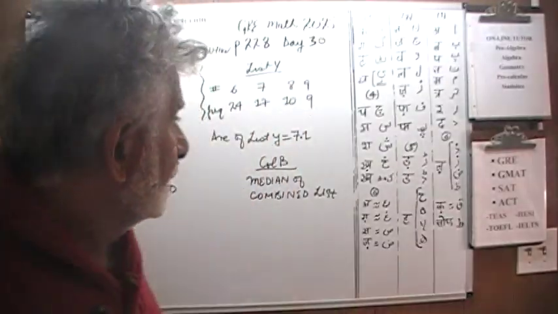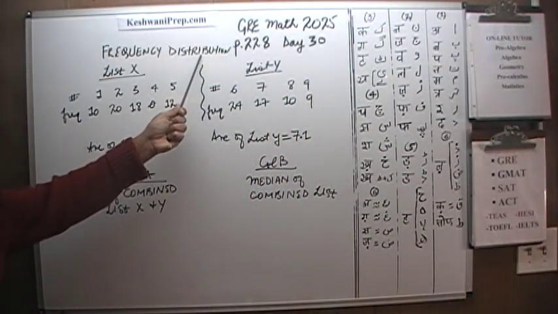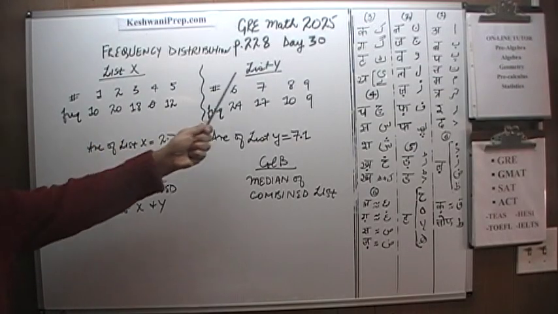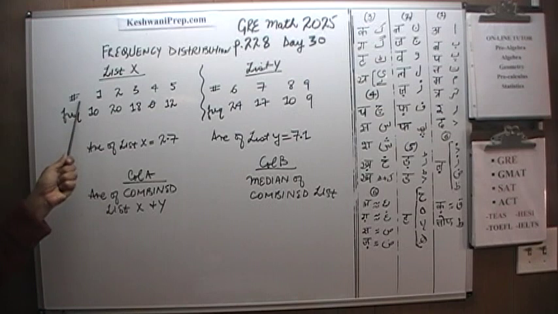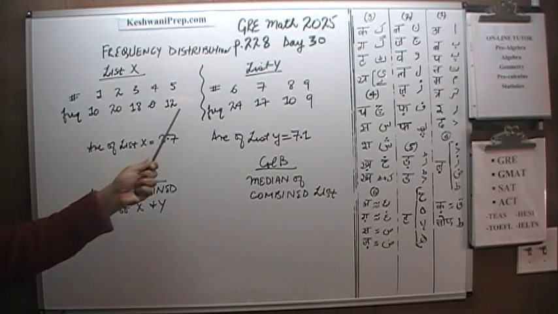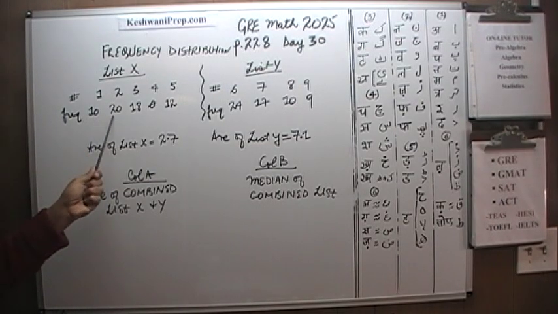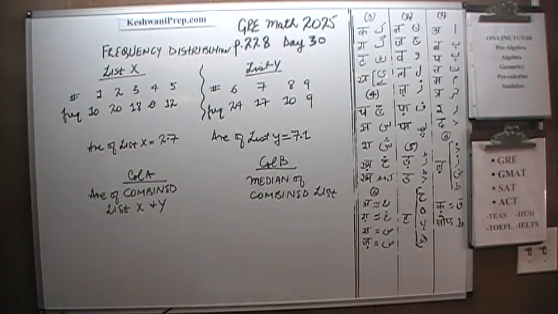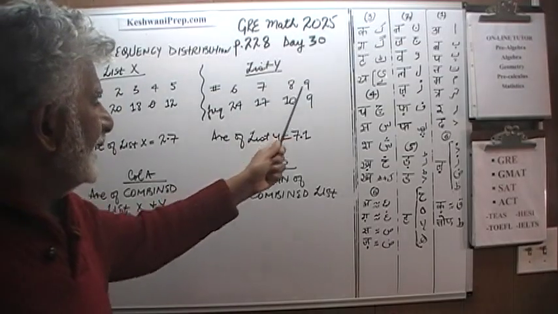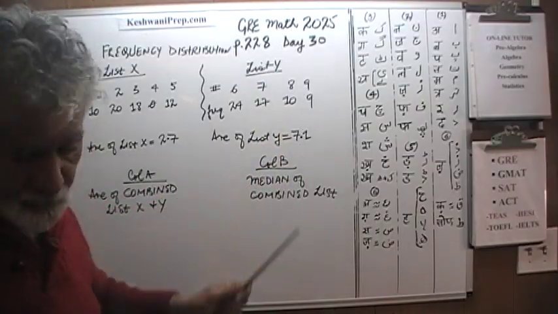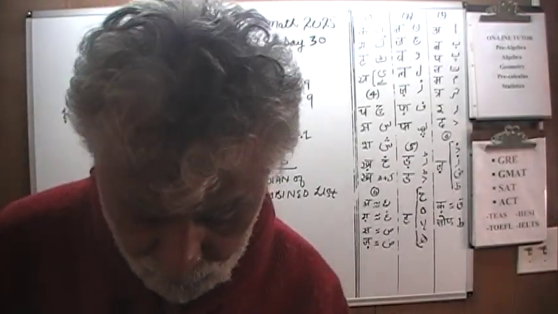Here's what the problem says. We are given a frequency distribution. Two distributions, as a matter of fact, list X and list Y. In list X, we are told that the numbers 1, 2, 3, 4, 5 appear, with frequencies. 1 appears 10 times, 2 appears 20 times, 3 appears 18 times, 5 appears 12 times, and so forth. In list Y, we are told the observations 6, 7, 8 and 9. 6 appears 24 times, 7 appears 17 times, 8 appears 10 times, 9 appears 9 times. That is the frequency distribution we are given.